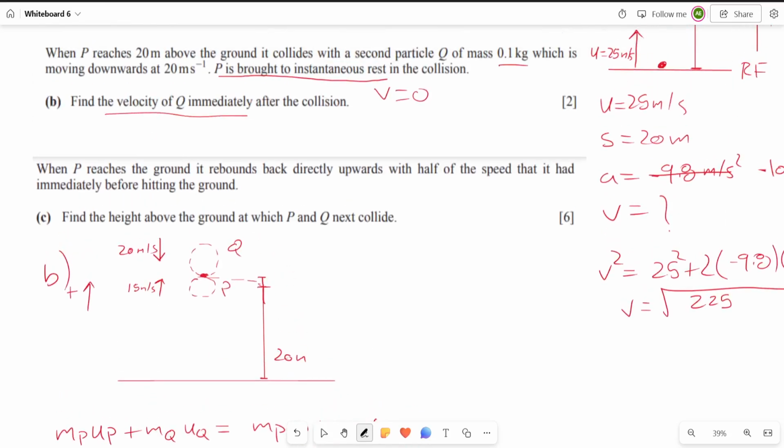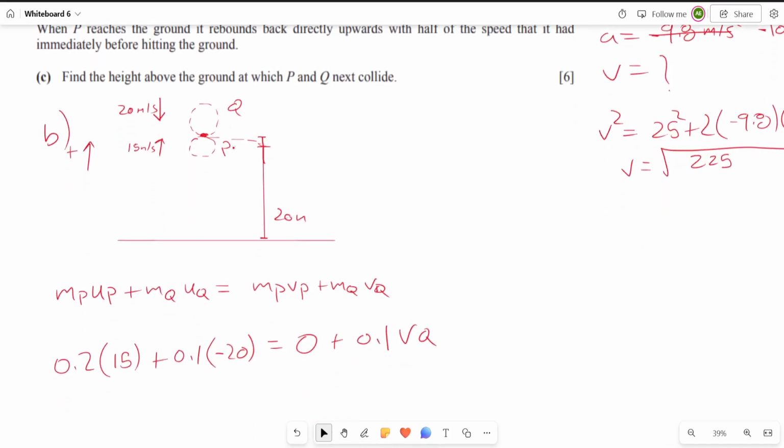The question asks the velocity of Q after the collision. So here I can compute this as 0.2 times 15 plus 0.1 times negative 20. The left-hand side is going to equal 1, and this is going to equal 0.1 V_Q. So V_Q is basically 1 divided by 0.1, which is 10 meters per second. And from here, I know that the velocity of Q has a positive direction. That means that after the collision, Q is going to move 10 meters per second upwards.